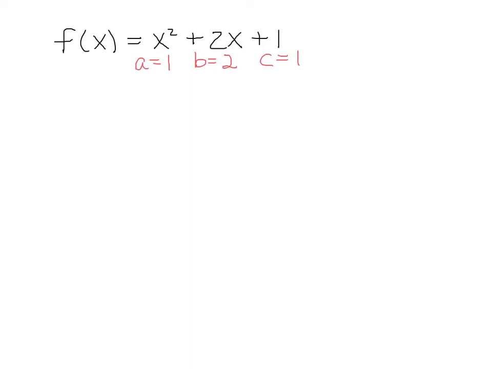So the first thing we're going to take a look at is what's the direction that the parabola opens in. Sometimes it opens up, and that's the case when a is positive, greater than 0, and sometimes it opens down when a is less than 0, a negative number. Now in this case, our a value is positive. So what that tells us is that this parabola opens up.